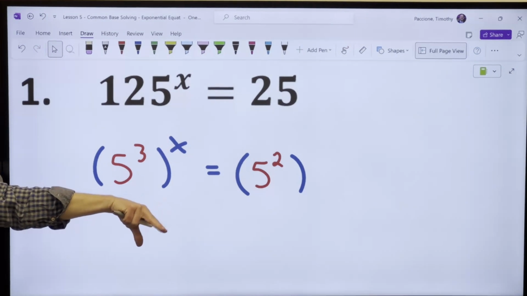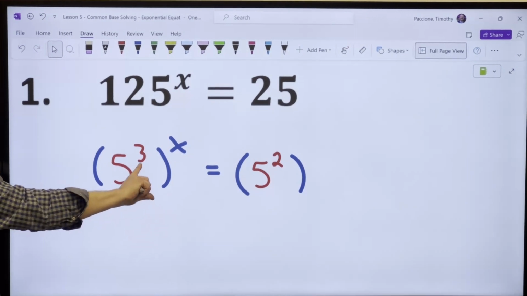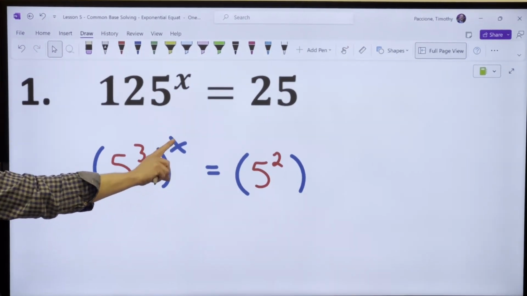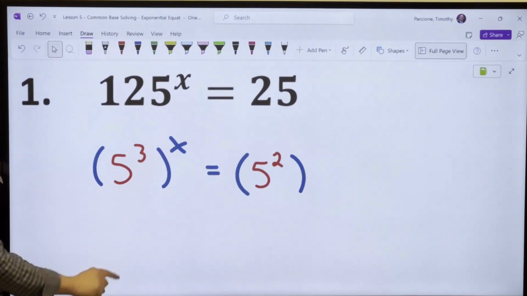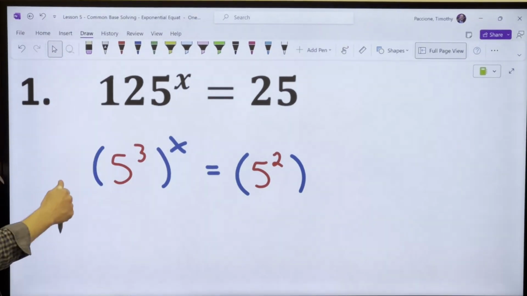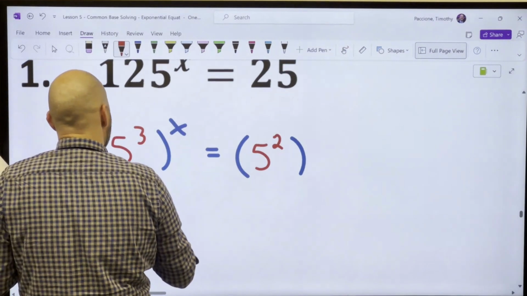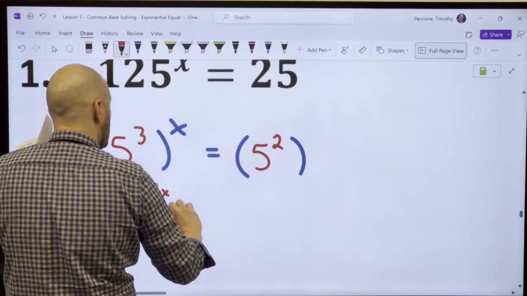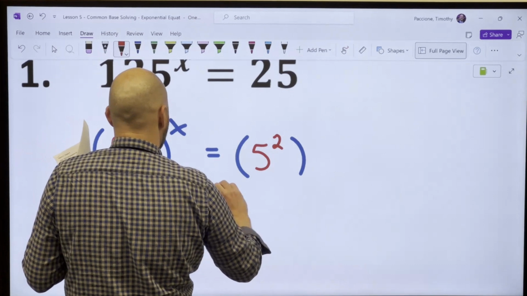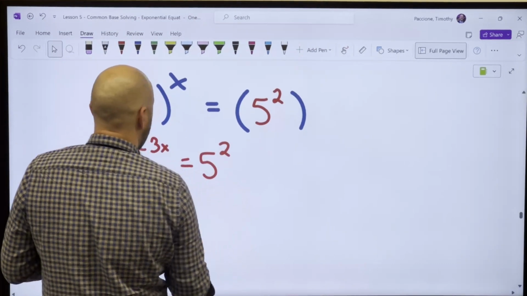You said 5 to the 3x. Why? Because you multiply the 3 times the x because it's outside the parentheses. Yeah, it's a power to a power. That's multiplication. So it's 5 to the 3x, and then over here it's just 5 squared, so we can just write 5 squared. Now look what we got.